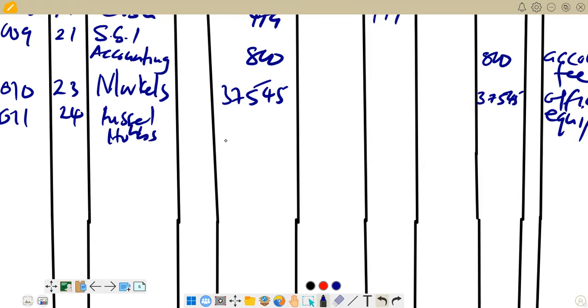Russell Hobbs. And then the amount is 183,965. And this is our purchases. So this is what we have. Then we can go and check the next one again.